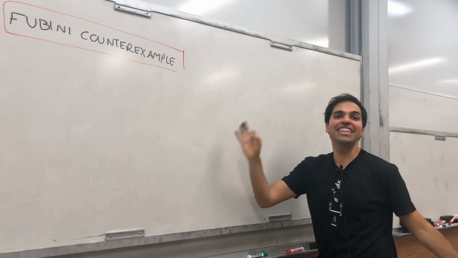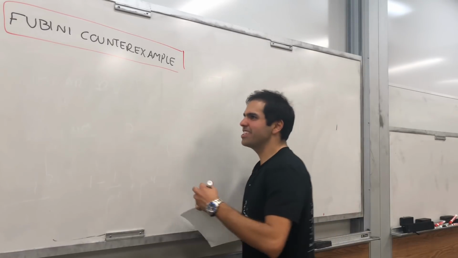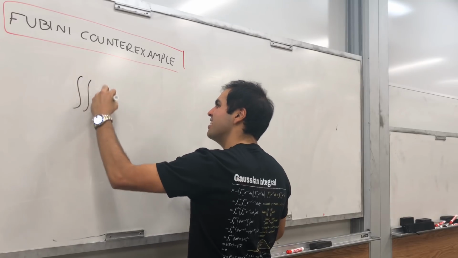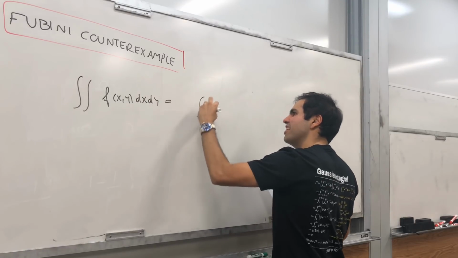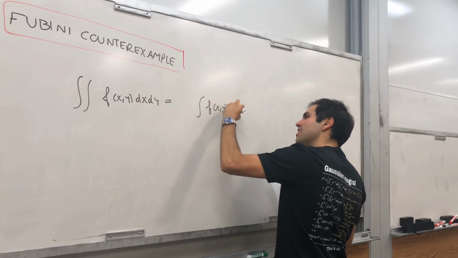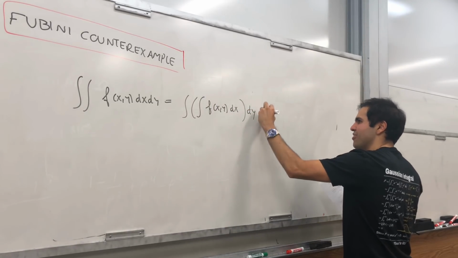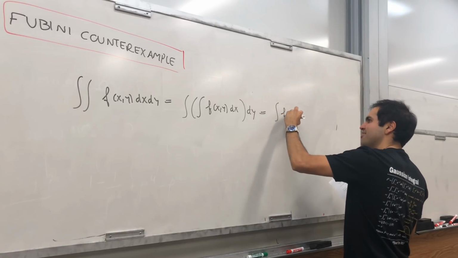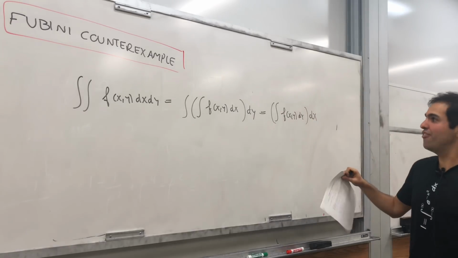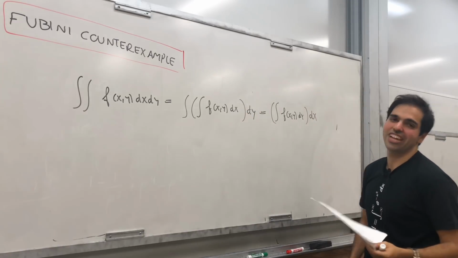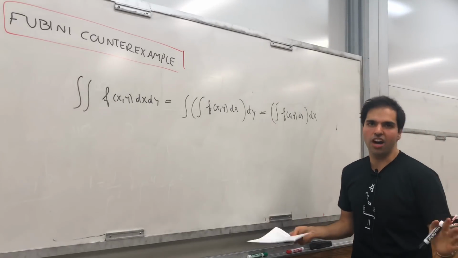Today I want to give you a counterexample to the celebrated Fubini theorem, which tells you that given a function, you can calculate the double integral by first integrating with respect to x and then integrating the result with respect to y, and vice versa. So f of xy dy dx. Fubini says you can literally interchange dx and dy. But today I want to give you an example where this is not true.